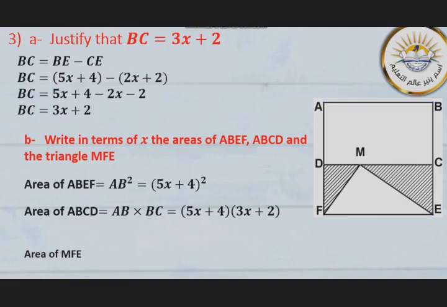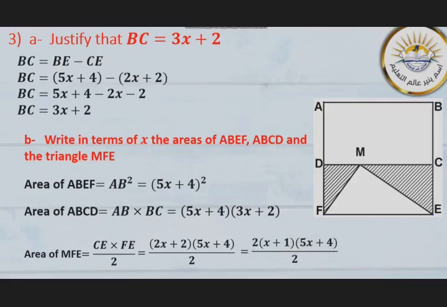Now the area of MFE, which is the white triangle underneath, is equal to base times height over 2. The base is FE and the height is CE. So CE times FE over 2, and the answer will be (2x plus 2) times (5x plus 4) over 2. We can take 2 as a common factor from the numerator and cancel it with the denominator. So the final answer will be (x plus 1) times (5x plus 4).